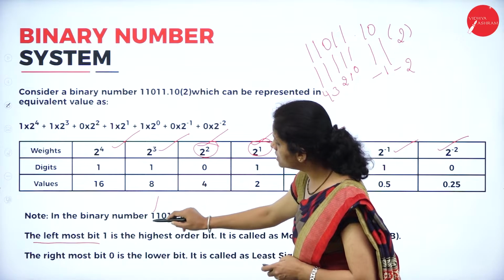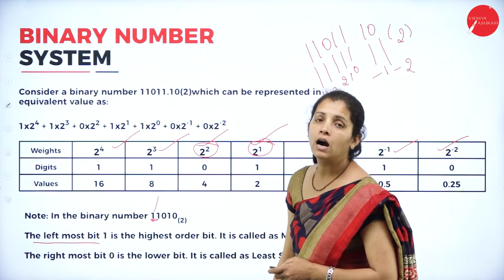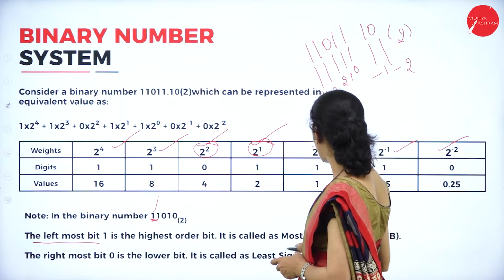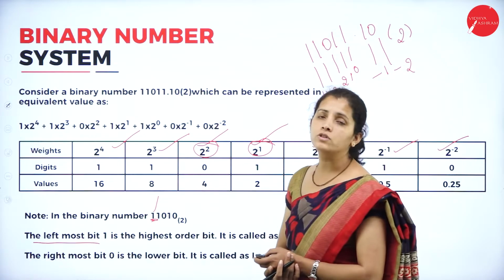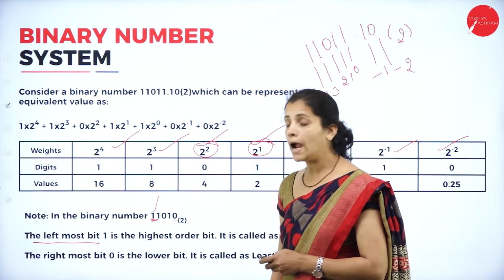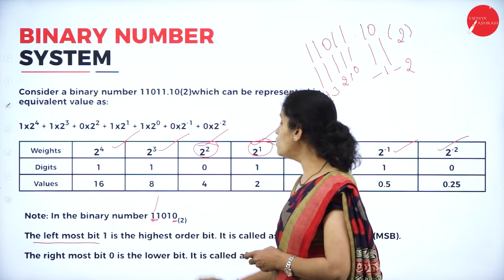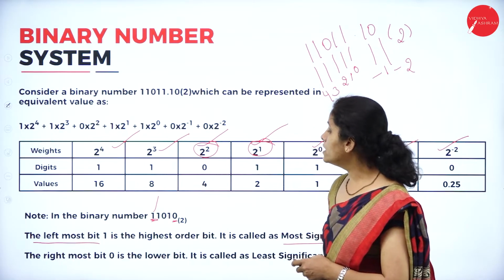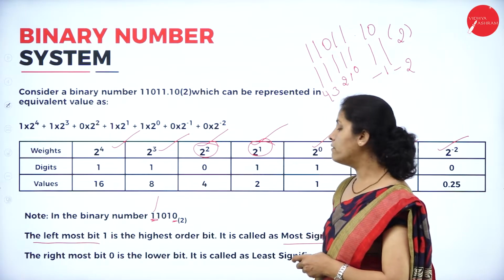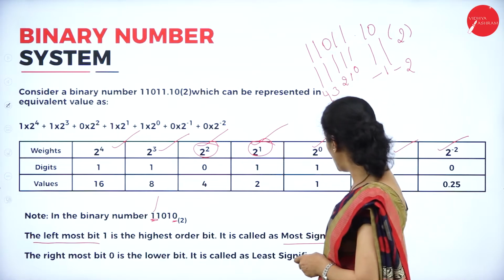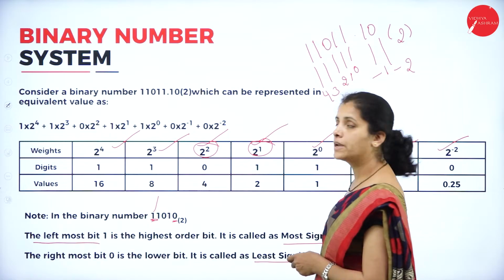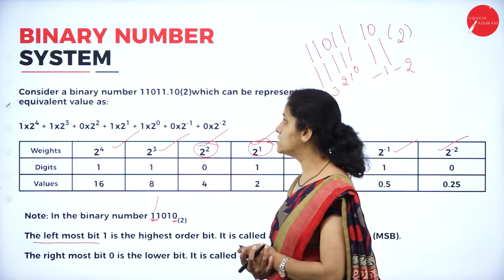Now the leftmost bit 1 is the highest order. So if I consider this one, it's going to have the highest order. For that it is called the most significant bit, and the rightmost bit 0 is the lowest power bit, and it is called the least significant bit, or LSB.